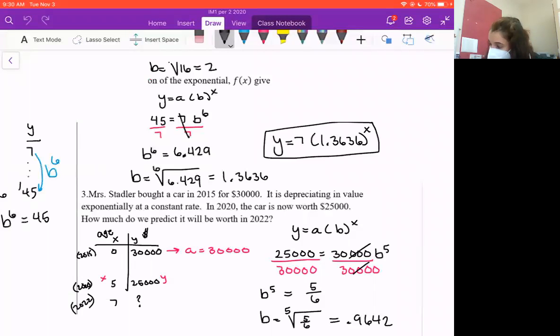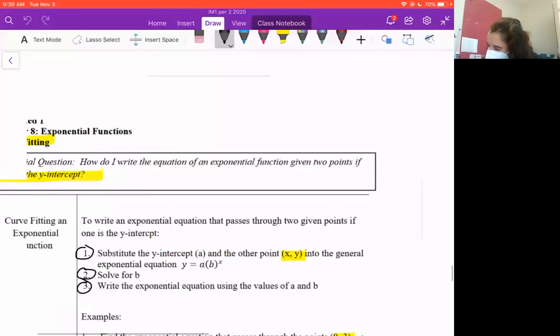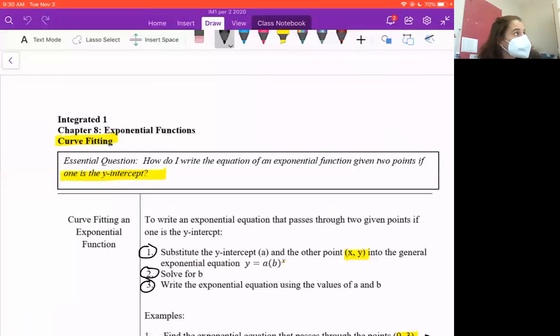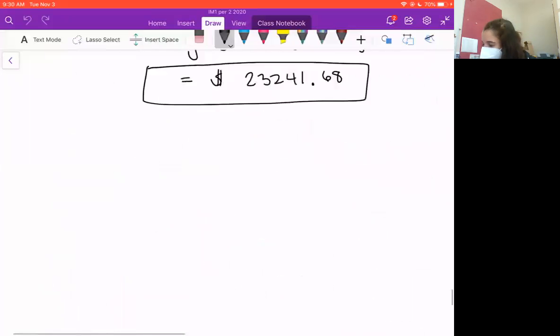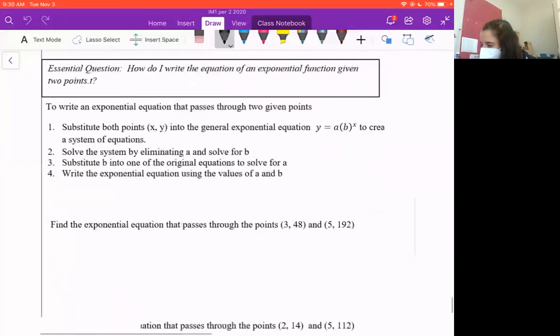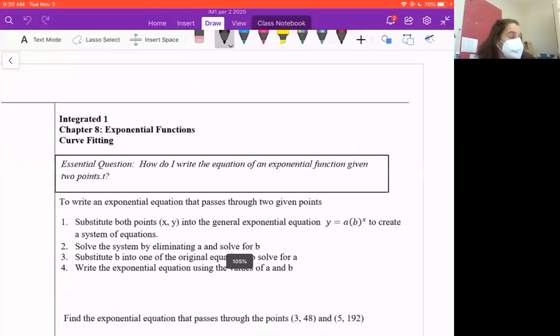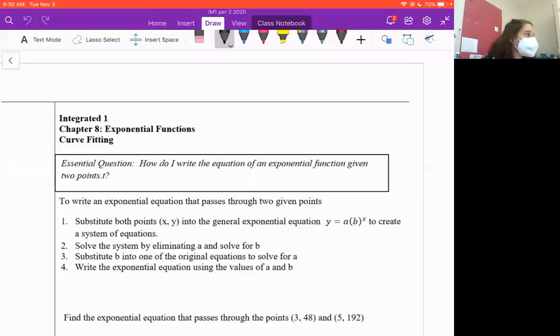Yesterday, we did that, but one of the points was the y-intercept. Today, we're going to talk about, well, what if neither of the points is the y-intercept? What if you're given 2 points and neither one of them is the y-intercept? It's just any 2 points, okay? So we have to do it a little differently when you don't have the y-intercept. Namely, you gotta find the y-intercept. So you'll have to work backwards to figure out what A is.